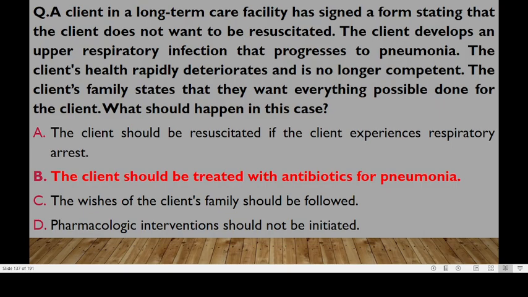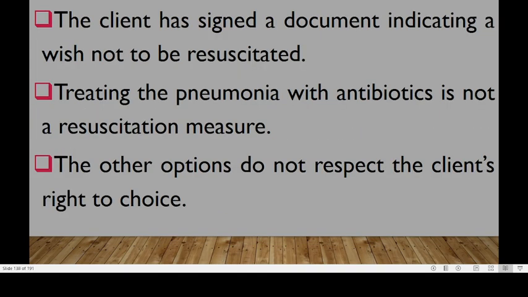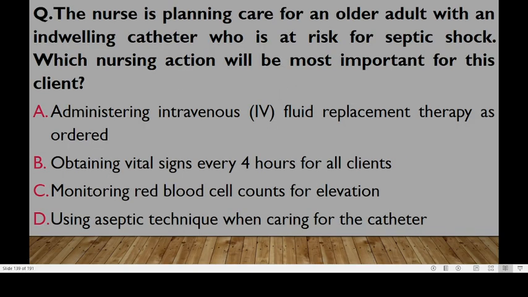The client should be treated with antibiotics for pneumonia. The client has signed a document indicating a wish not to be resuscitated. However, treating pneumonia with antibiotics is not a resuscitation measure. So the other options do not represent the client's right to choice.